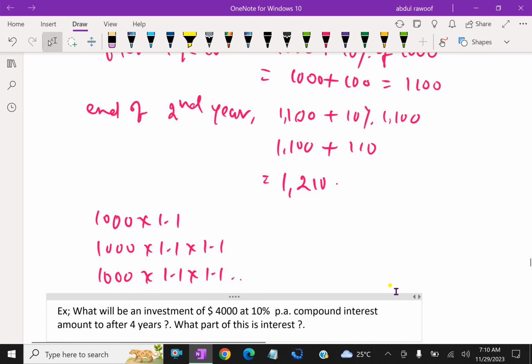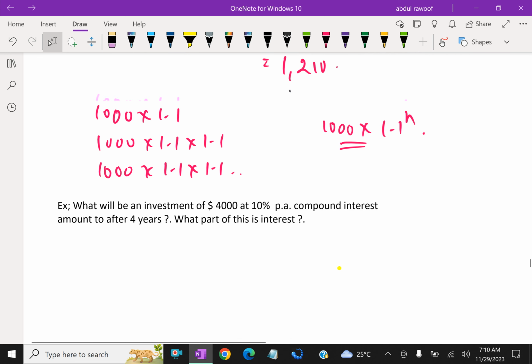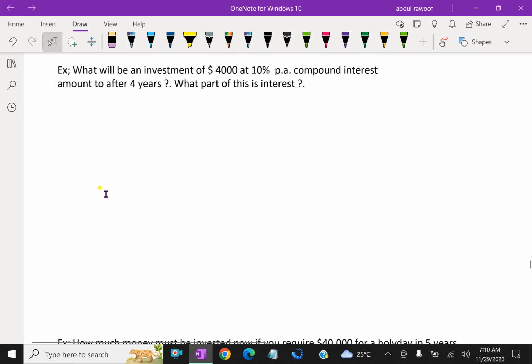we get the multiplier. In general, at the end of the nth year, the amount is 1,000 into 1.1 to the power n. This is the concept for finding compound interest, that is, the amount. Now we'll do an example problem so you can understand this concept.